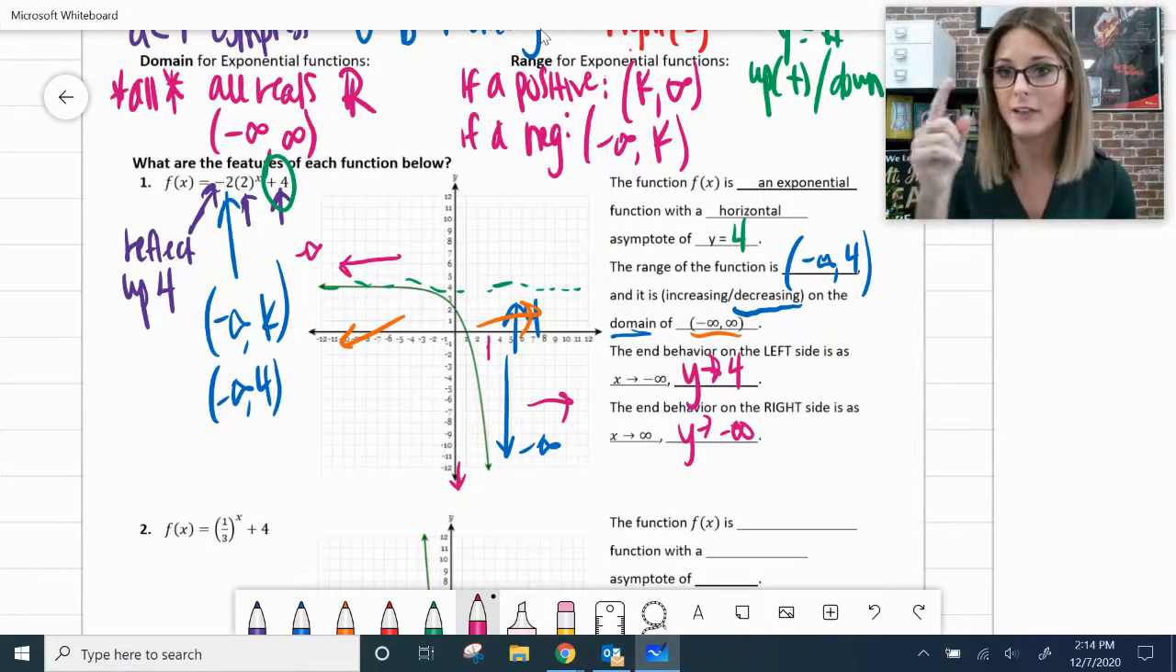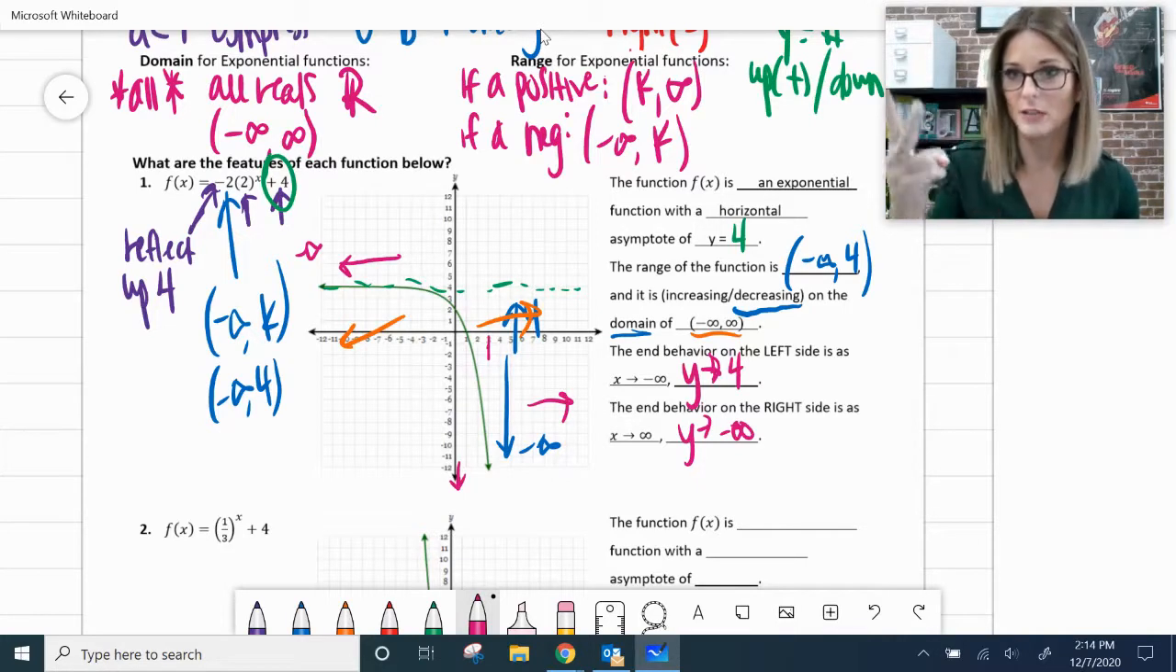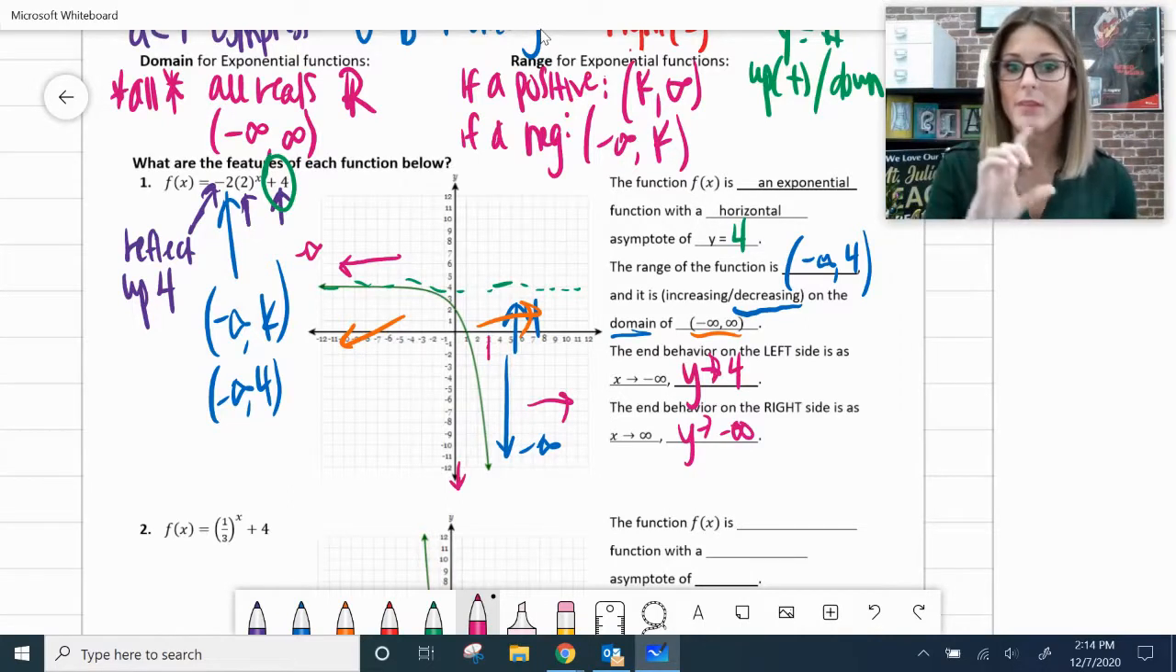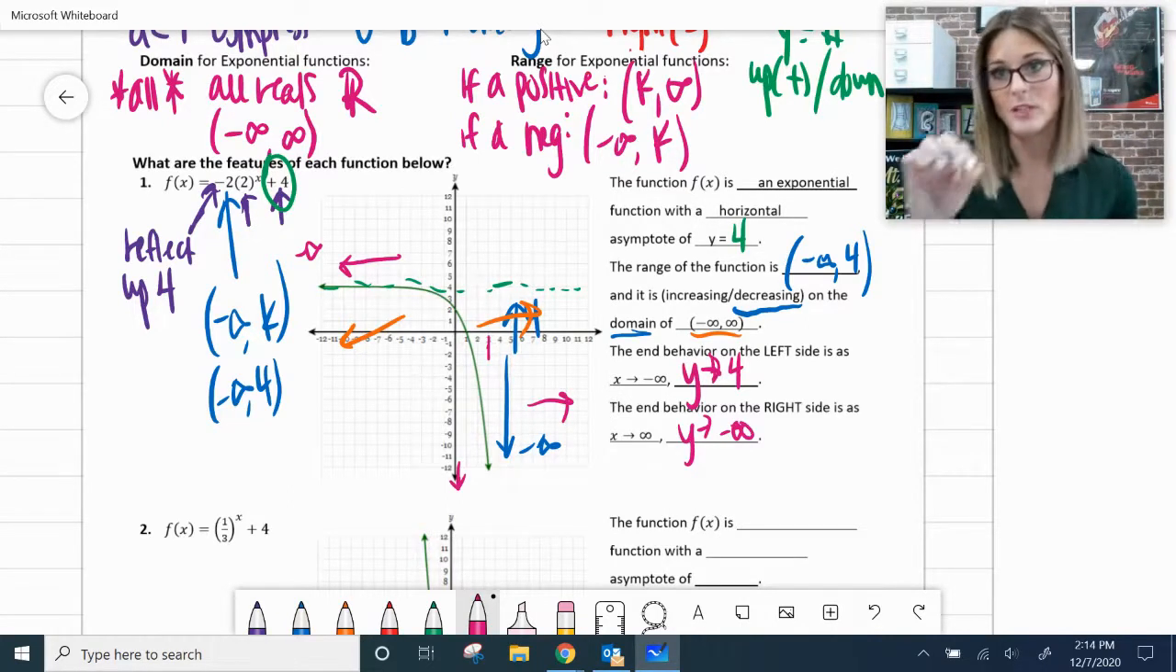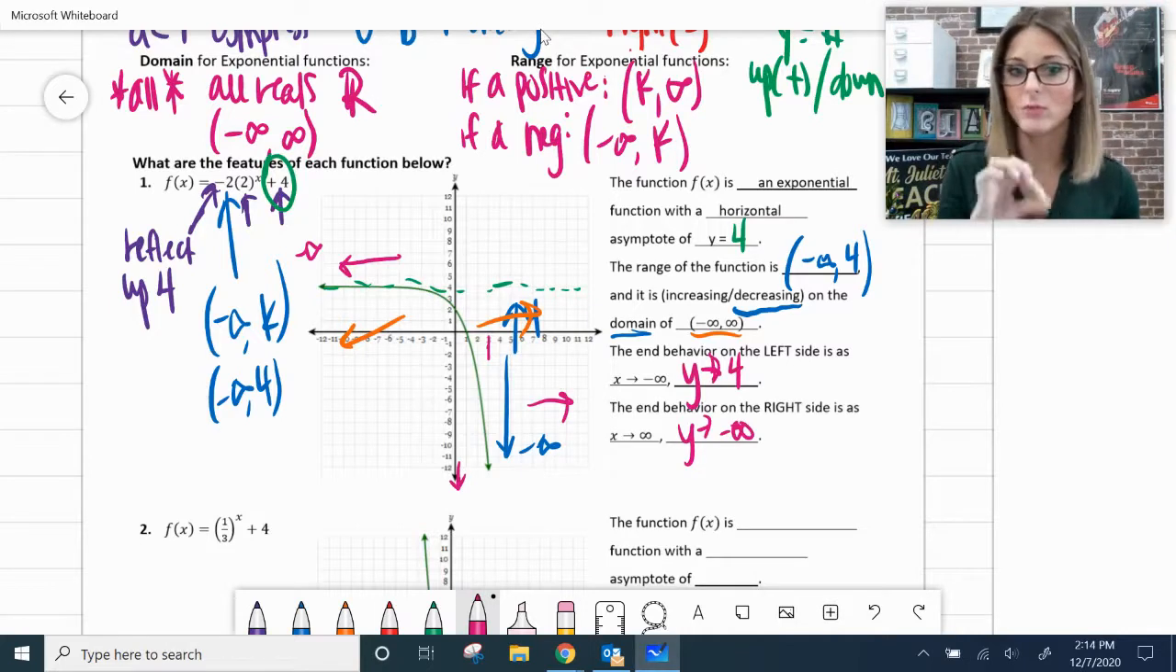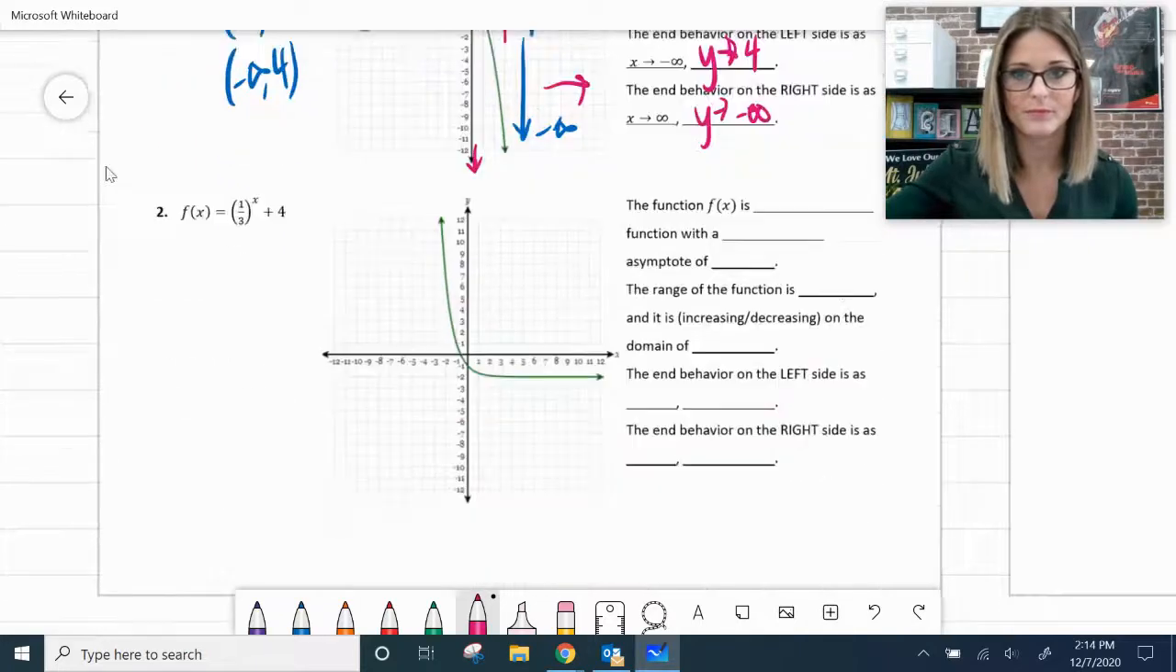So it's the ones that I filled out here on the lines: exponential, horizontal, y equals, the domain of negative infinity to positive infinity. End behavior on the left side as x approaches negative infinity, and right side as x approaches infinity, those should be the same every time, okay? Now, I didn't include them on the next example, so let's see if we can remember what goes where.